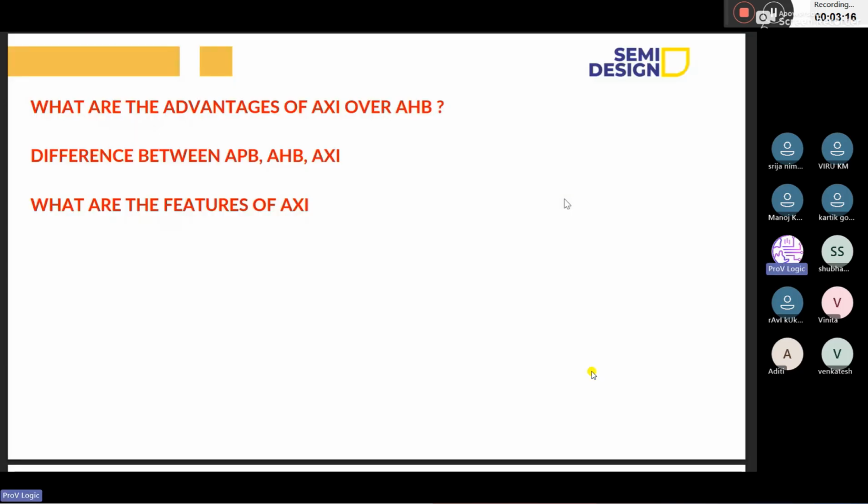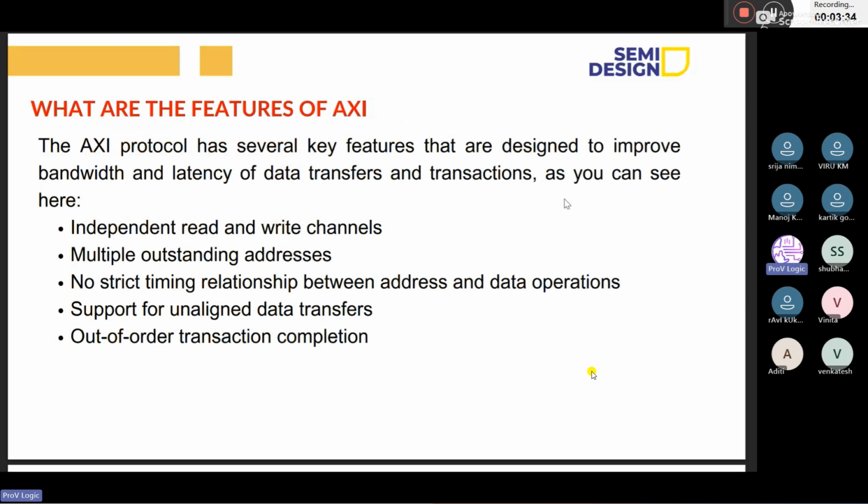So what are the major features of the AXI protocol compared to AHB? What are the main advantages of AXI over AHB? First of all, we'll look into the features. The first main thing is that the AXI protocol has independent channels. AXI has a total of 5 independent channels.